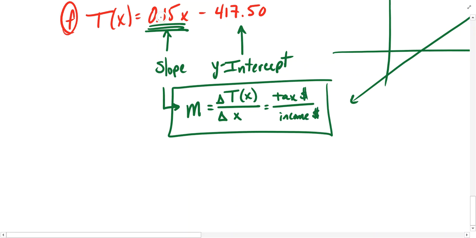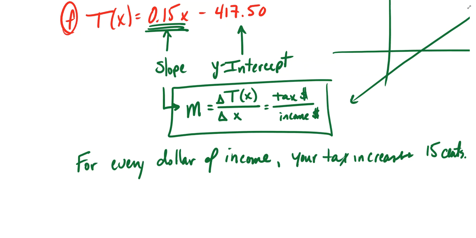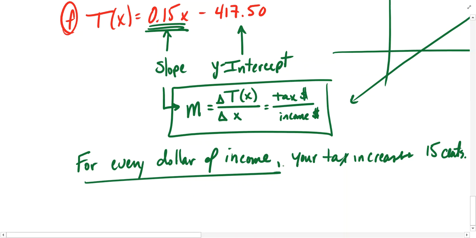And another way to think of that, especially with this number here, is that for every dollar of income, for every dollar that you earn, you owe 15 cents for every dollar that you earn for taxes.